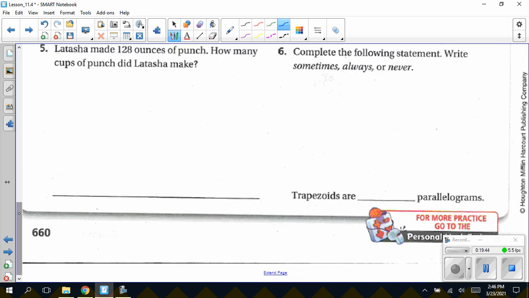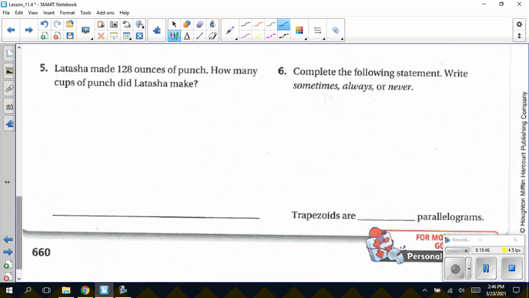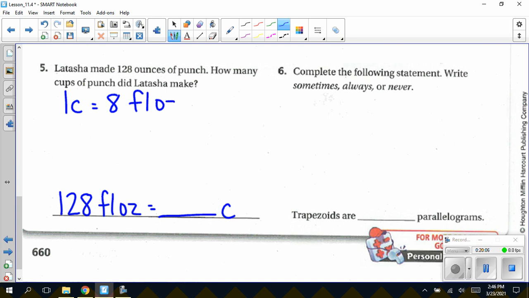For question number 5, Latasha made 128 ounces of punch. How many cups of punch did Latasha make? So you are converting 128 fluid ounces into cups. Remember, 1 cup equals 8 fluid ounces. This is big to small, so you will divide, of course.